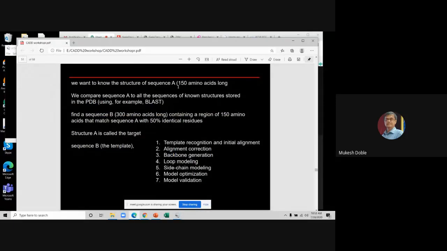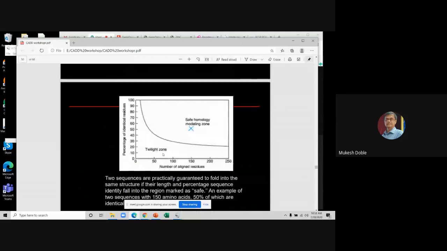Say you are comparing the sequence of protein A, which is 150 amino acids long, with another protein B, which is 300 amino acids long. Comparing the 150 residues, if 50% are identical, it's good. We can take the structure of B, which is called the template, and build the structure of A, which is called our model protein. That is the important concept in homology modeling.